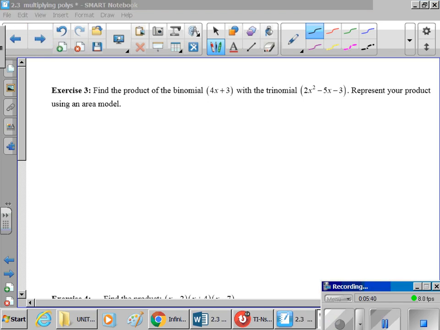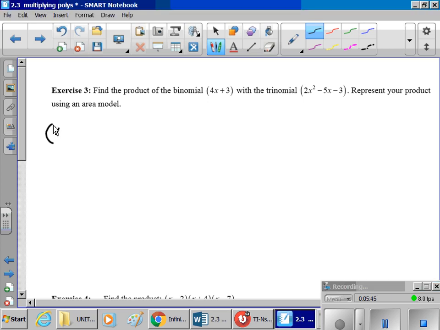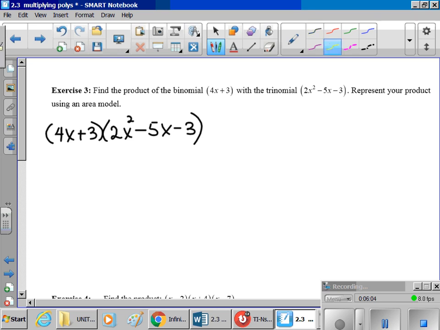For those people that like to use the double distributive, we're going to say over here 4x plus 3 times 2x squared minus 5x minus 3. Now do me a favor, don't write this down yet. Look at both ways and determine which way you want to do it and then write that way down. All right, so let's go to our double distributive method. So first term, second term, third term, and then the second term here times the first term, the second term, and the third term. The loops help me, folks, so don't be afraid to use them.